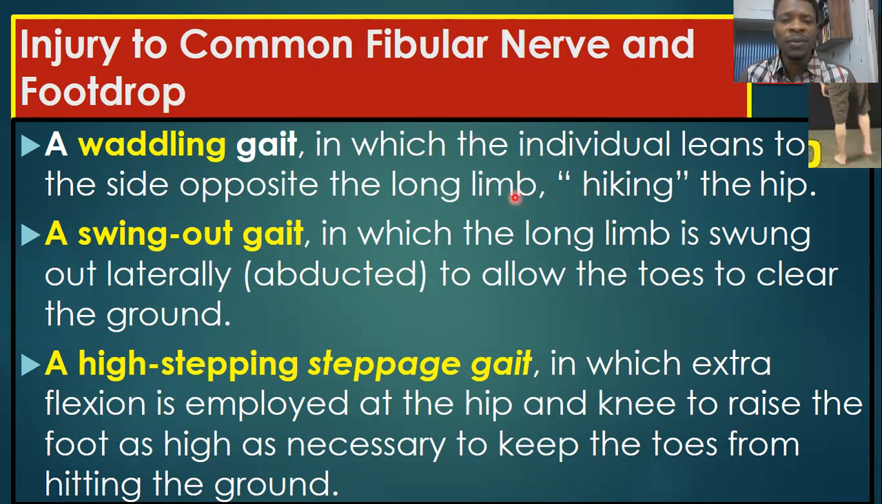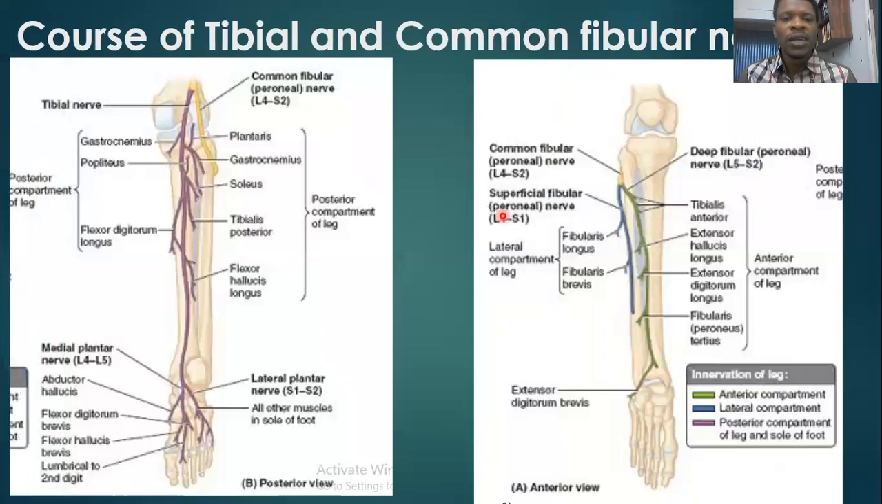And he performs different kinds of gaits: the waddling gait, the swing out gait, the high stepping gait, or what they call the steppers gait. All these things occur when there's foot drop. Okay, so these diagrams here try to show you the causes of the nerves, the tibial and the common fibular nerve.